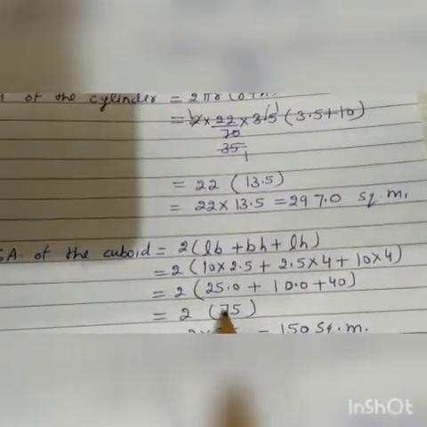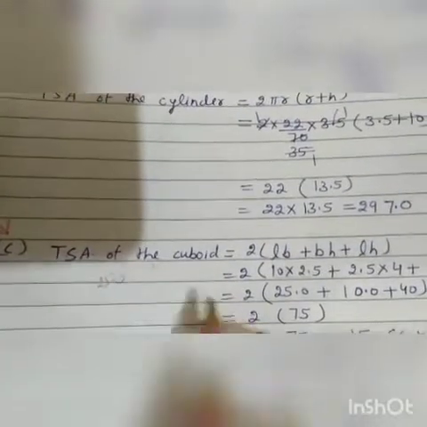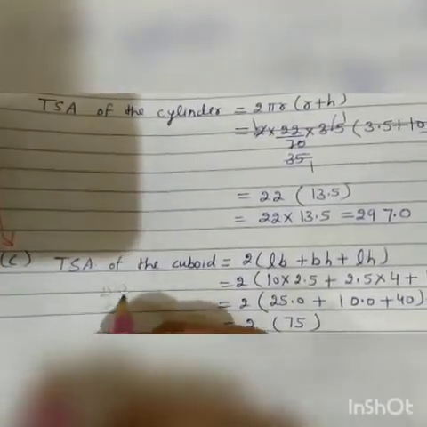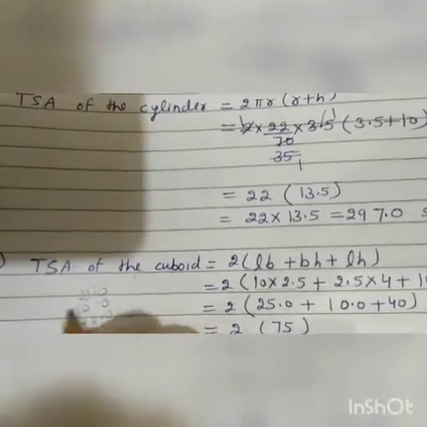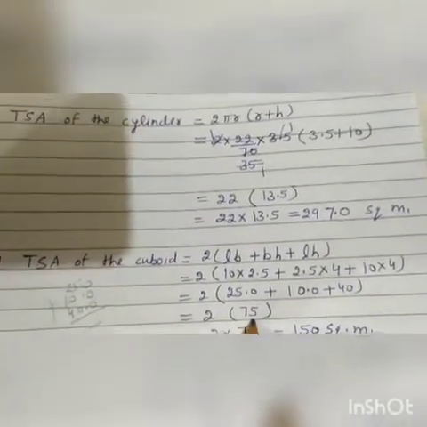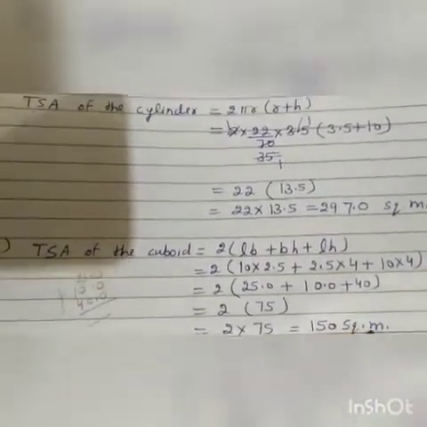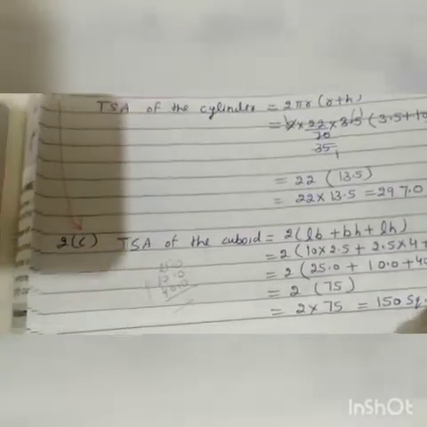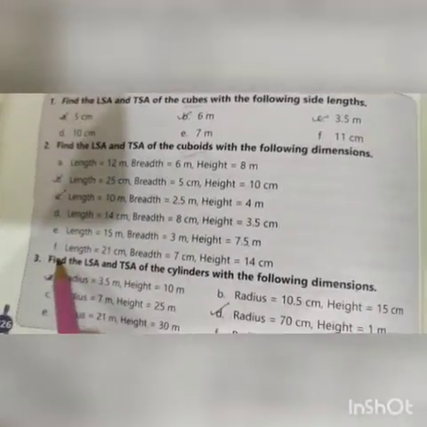Now we will add it. 25.0 will be written as 25.0, then 10.0, and then 40 will be written as 40.0. We will add like this. Then we get 75. When multiply 75 by this 2, we get 150 square meter. Here also students, I have explained its two parts B and C. Remaining A, D, E, F you will do yourself.